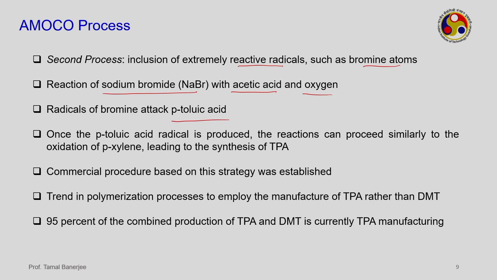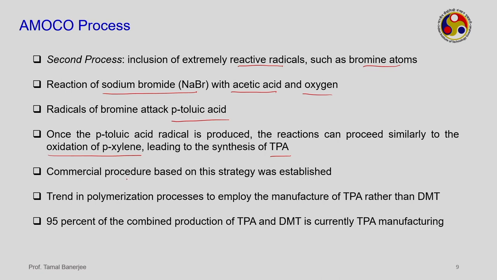So it means the first step is the same. The first step, conversion of paraxylene to paratoluic acid, is the same. After this paratoluic acid, you are adding this bromide solution. So once the bromine attacks the paratoluic acid, the reactions then proceed similar to the oxidation of paraxylene, leading to the synthesis of TPA. Now instead of dimethyl terephthalate, you will get the acid. So whatever I discussed in the previous slide, exactly the same reaction set occurs.